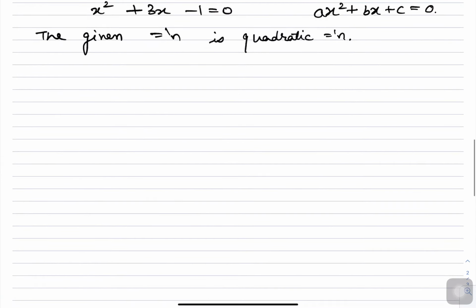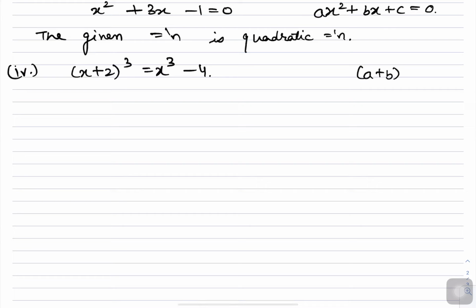Correct? Now the fourth part, the last part of this example. X plus 2 raised to the power 3 is equal to x raised to the power 3 minus 4. You can't judge a complex equation without solving, so you have to solve them. Now you know the formula, a plus b raised to the power 3 is a cube plus b cube plus 3ab times a plus b. Correct?